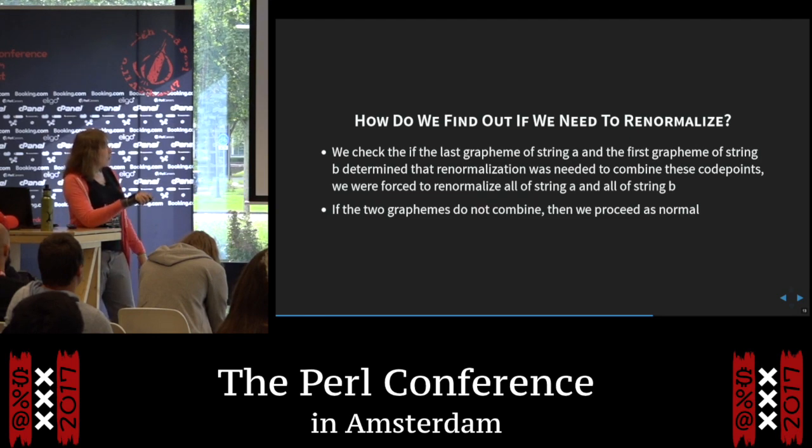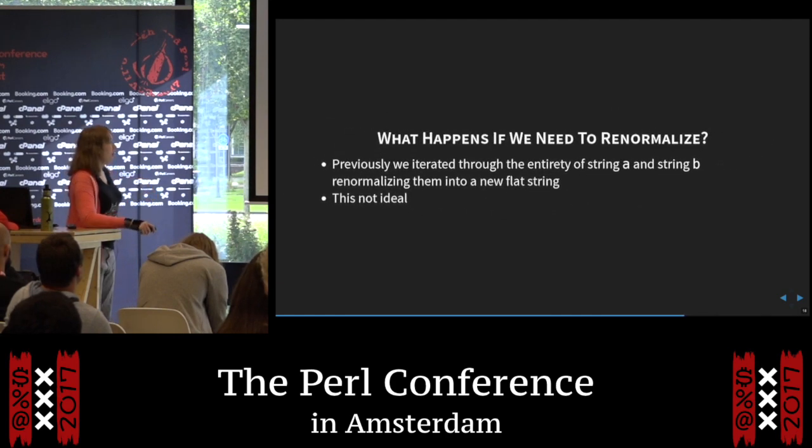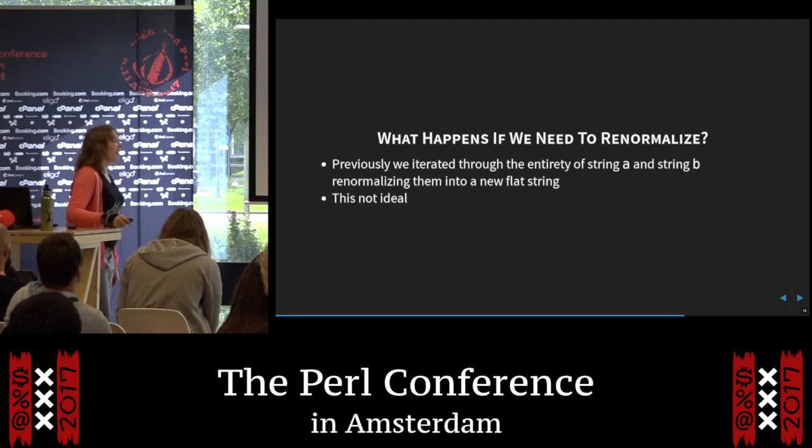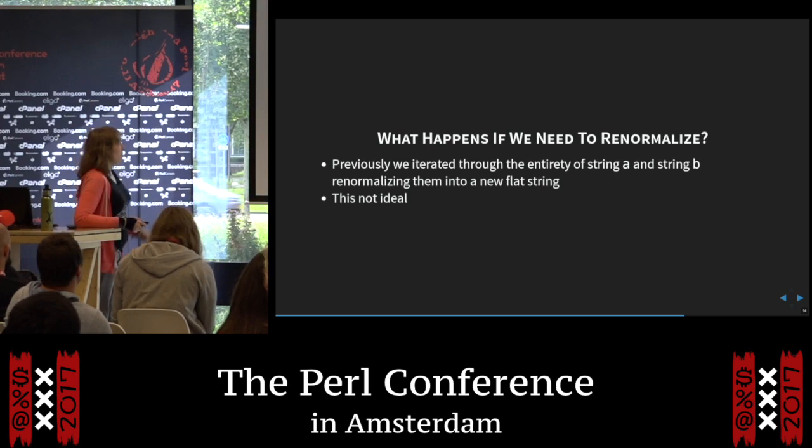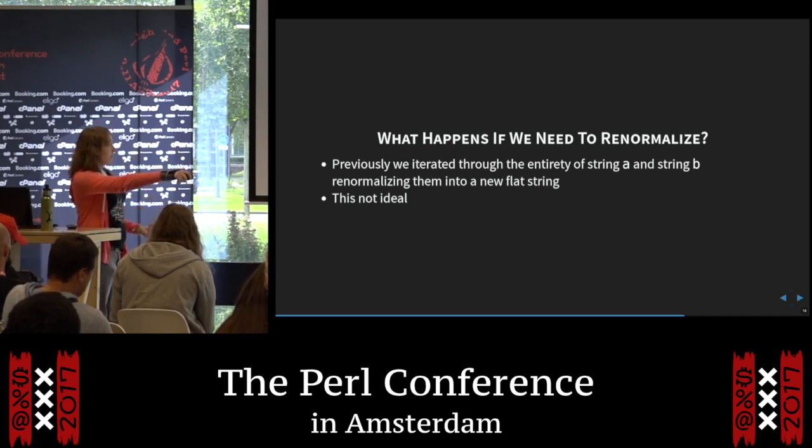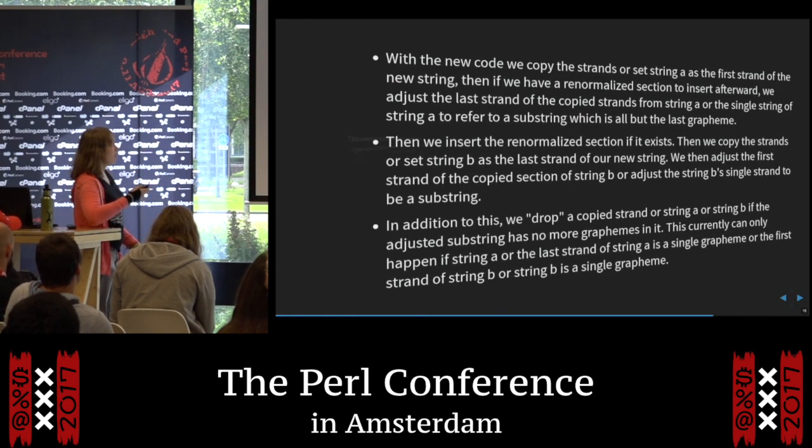So, as I said, if the 2 graphemes don't combine, we just proceed as I said in the last slide, just have references to string A and string B. Otherwise, we renormalize everything. But recently I thought there was a better way to do it, and I've been wanting to do this for a long time, probably as long as I've been working on MoarVM. So it's cool that I was finally able to do this. Previously we iterated over string A and B, renormalizing it if the 2 code points would change. So that's not that nice.